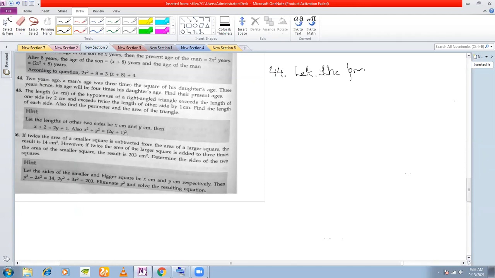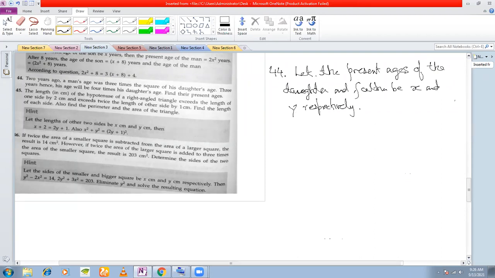the present age of the daughter and father present ages be x and y respectively. So these are the present ages. Here I am taking not only x but y also, because they are talking about 2 years back.